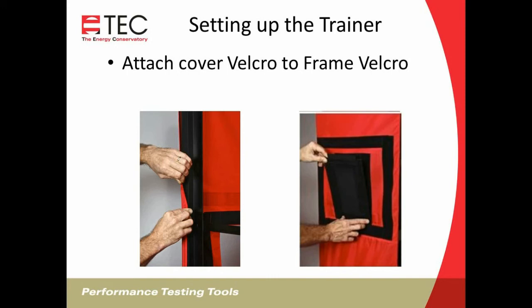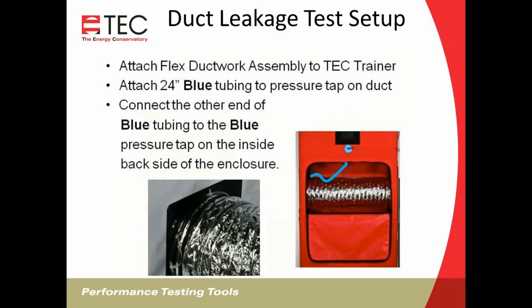And then you'll attach the leakage adjustment windows on the side. They'll Velcro on the side, and then you can pull that plastic window open or close to adjust the air leakage.